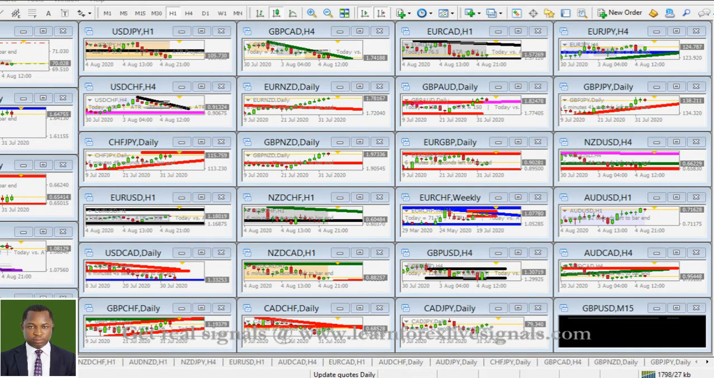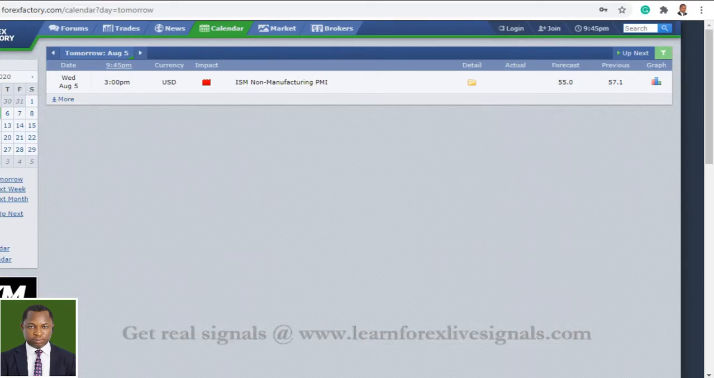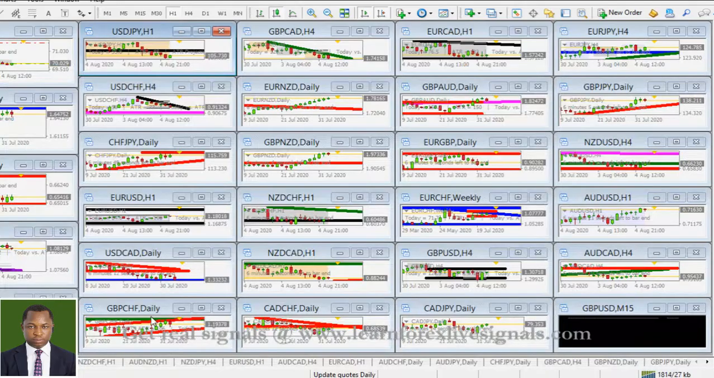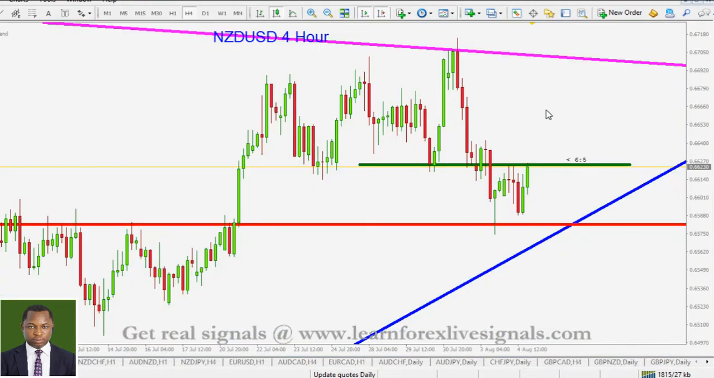All right, first let's look into the Forex Factory economic calendar to see the high impact news announcements scheduled for tomorrow. Sorry, that's Wednesday trading day. We have just one high impact news announcement, the manufacturing PMI coming from the American dollar axis, so not much happening fundamentally for tomorrow.